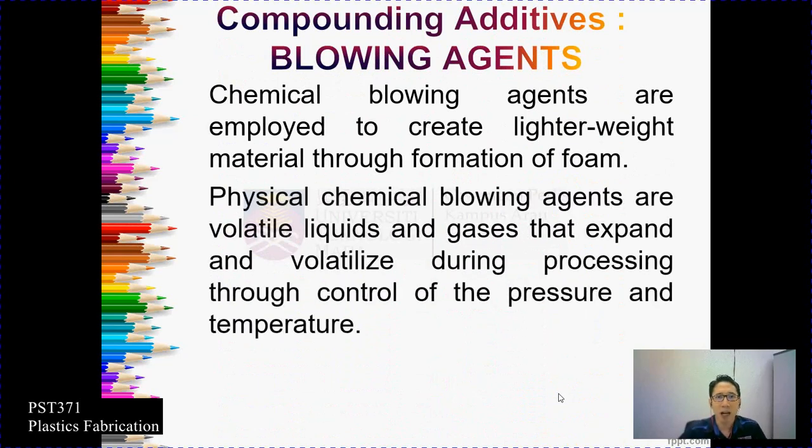Chemical blowing agents are employed to create a lighter weight material through the formation of foam. The physical blowing agents are volatile liquids and gases that expand and volatilize during the processing through control of the pressure and temperature. So blowing agents actually promote a porous structure and expand the material, so the material becomes more lightweight, producing a sponge or foam material.